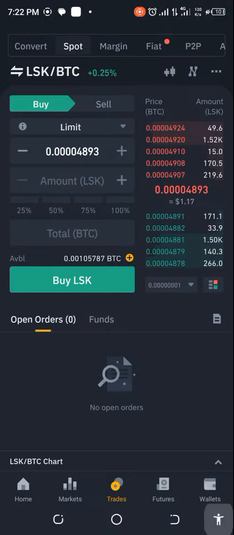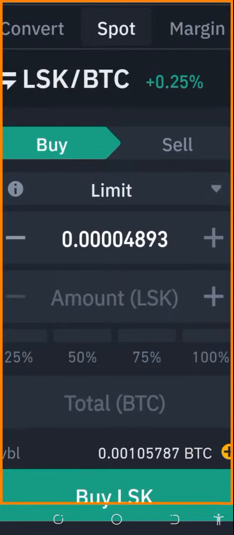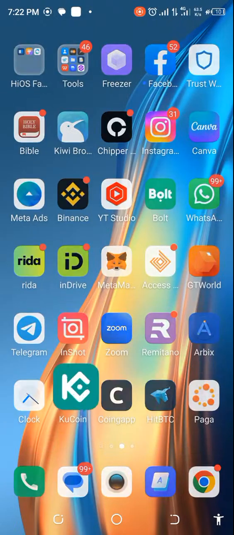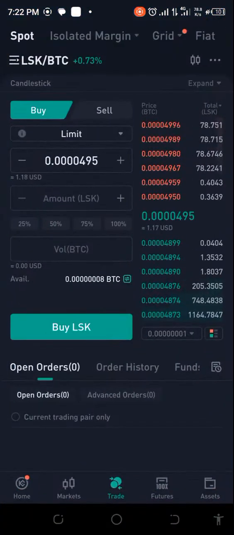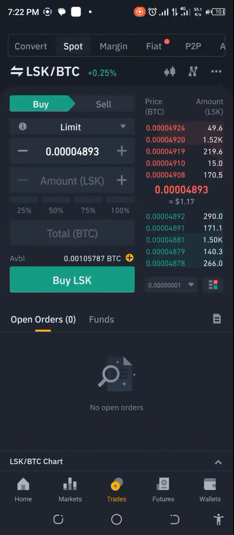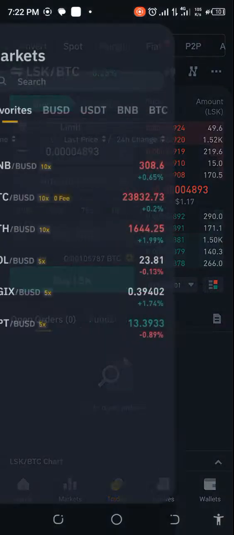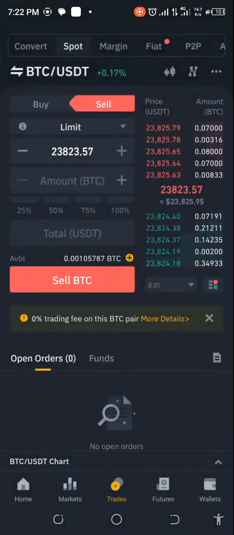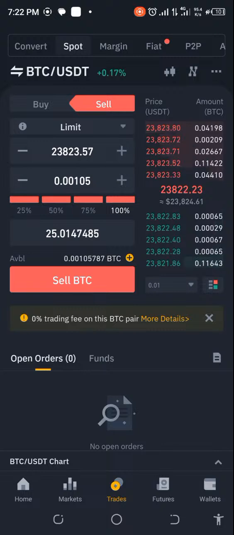So we can see here currently the price of LSK BTC is 0.0004893, and on KuCoin it is, let's go check, 495. So we have a difference there. What we're going to do is go back to Binance and try to buy this. I already have changed $25 worth of USDT to BTC. Just to cross-check, if I were to sell this, you can see we have 25.01 USDT here, so this is about $25 worth of BTC.